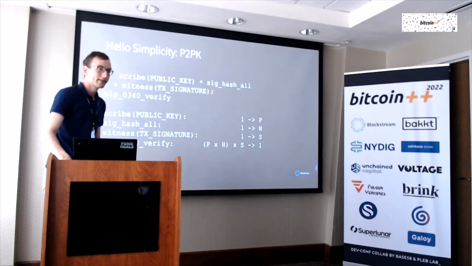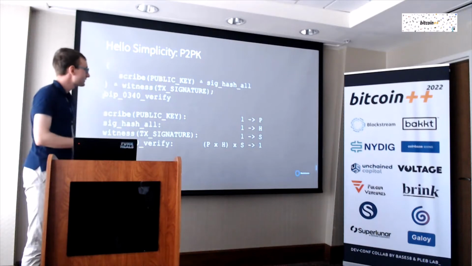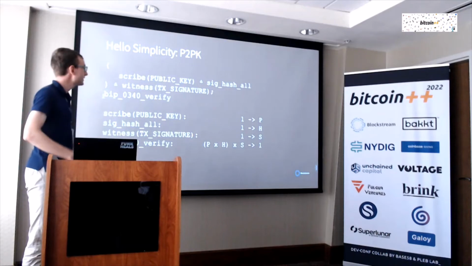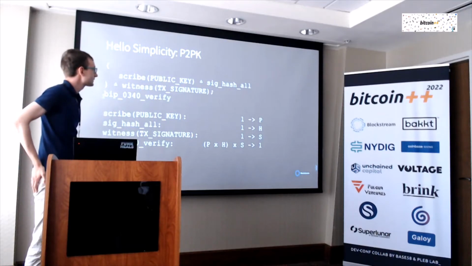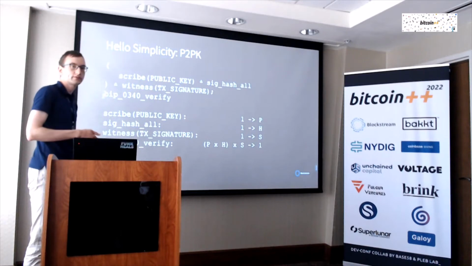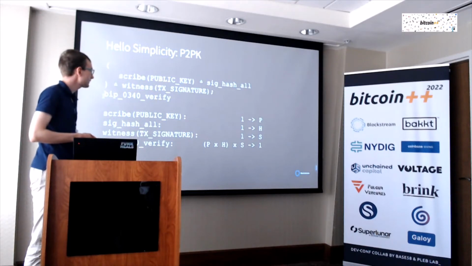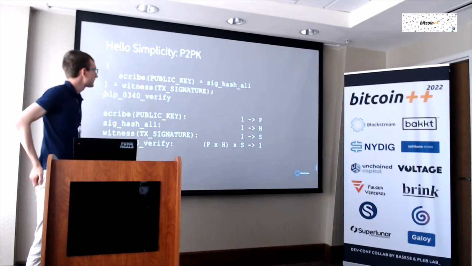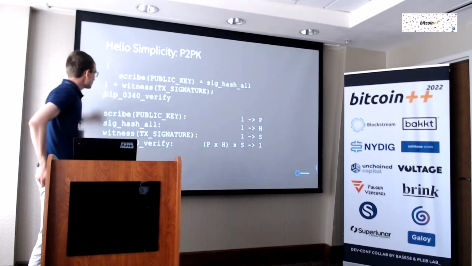Right. Let's take a look at one of the smallest examples of Simplicity code that does interesting stuff. And this is pay to public key, or pay to Taproot key path spending. So we commit to a public key, and we want a transaction signature for that public key in order to spend the coins. And how we do that is using this Simplicity program.